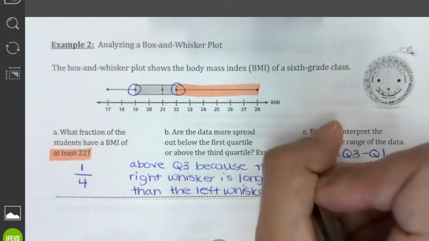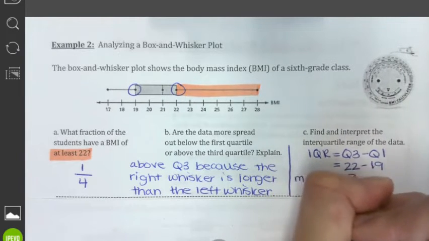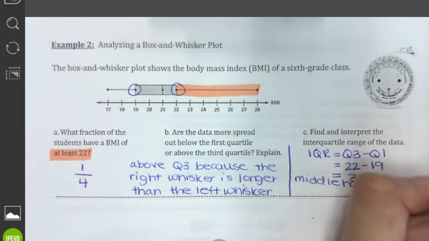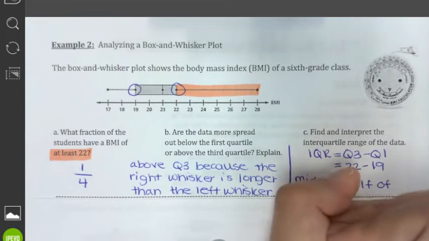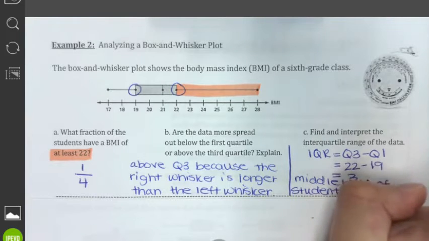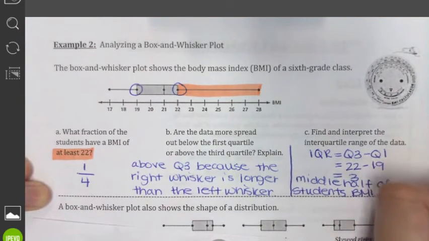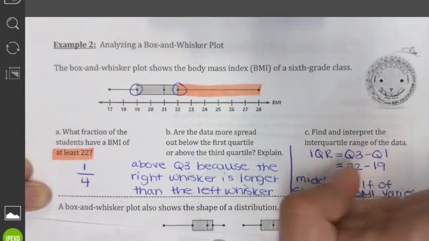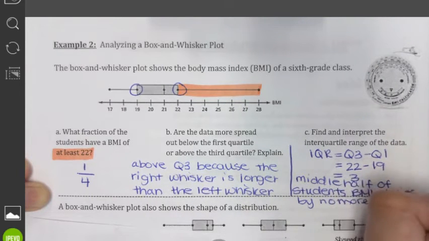So for our interpretation, we're going to say the middle half of students' BMI varies by no more than 3.